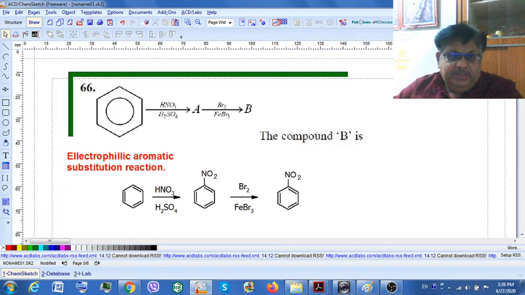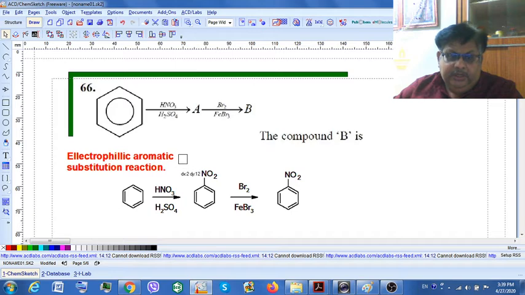Now, question number 66 basically is, again I'll show it to you by a square here. That is a sequence of reactions. If you look at the total reactions here, we'll start with benzene. Benzene is reacting with nitric acid to give you A, and A is reacting with Br2 and FeBr3 to give you B. Earlier I said nitric acid, it is nitrating mixture HNO3 and H2SO4.